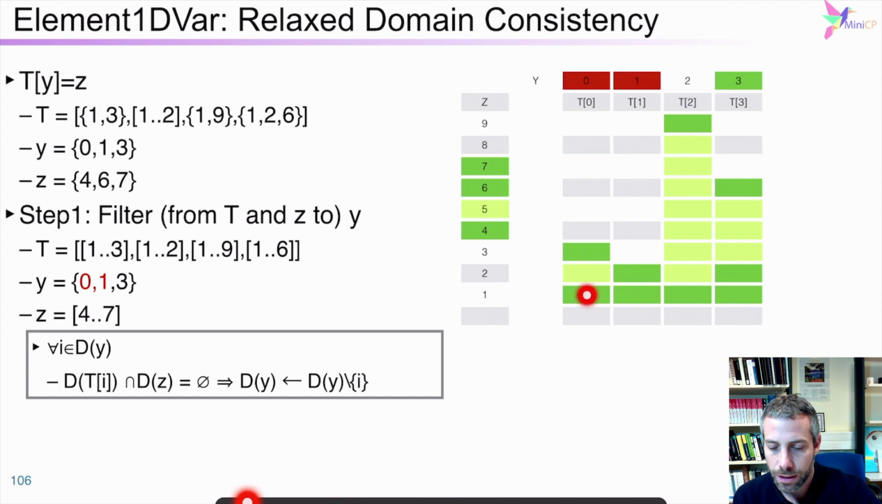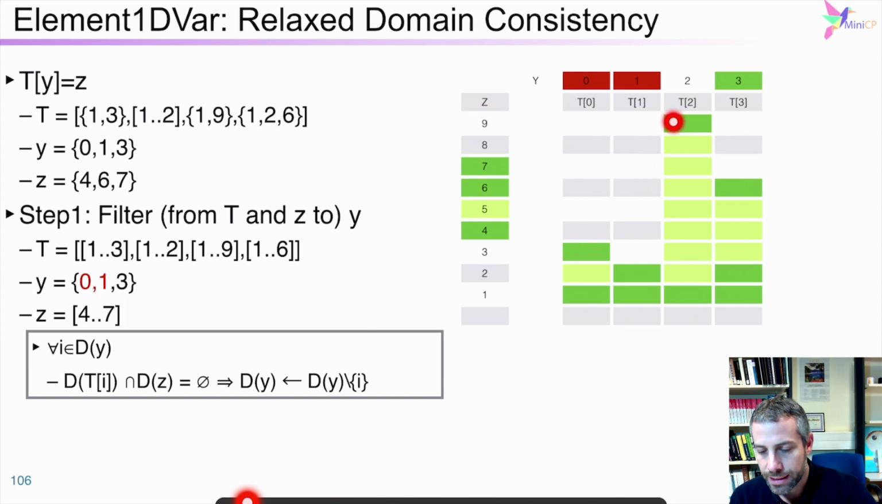As you see, there is no intersection there, okay? Since there is no intersection, I can remove this value 0 from the domain of Y. I consider the next variable, and I intersect again the set of values there that are green with the set of values there. Again, the intersection is empty, so I can remove that value 1 from the domain of Y.